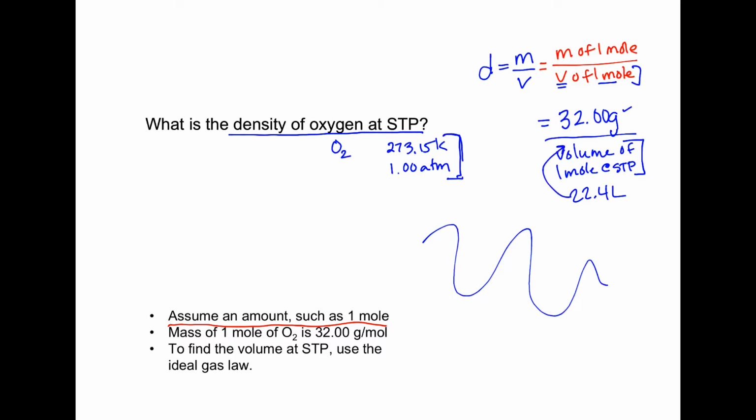So knowing that 1 mole of any gas occupies 22.4 liters at STP is really useful when you're doing density calculations and you're assuming that you have 1 mole.